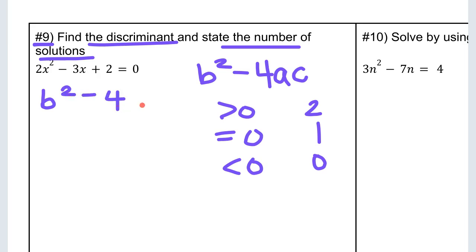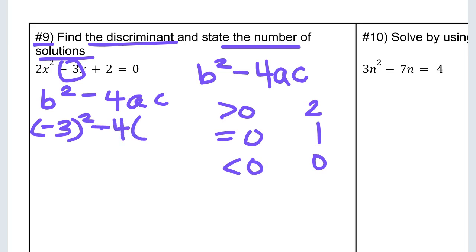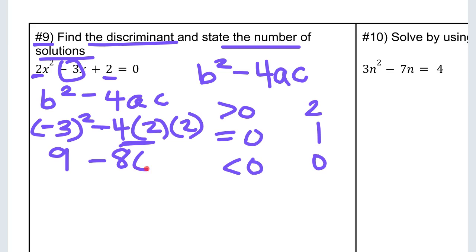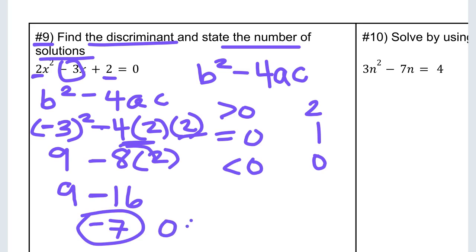b squared minus 4ac. b is -3, a is 2, c is 2. -3 squared, be careful, is -3 times -3, which is a positive 9, minus 4 times 2 is 8, followed by times 2. 9, then a -8 times 2 is -16. 9 minus 16 is -7. -7 means there's 0 real solutions.